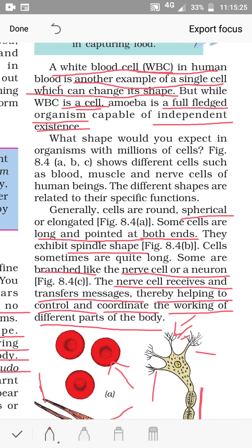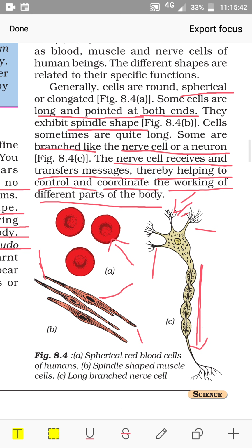Now, what shape would you expect in organisms with millions of cells? Human beings have got trillions of cells. The other day we read about this, and certainly it has got different shaped cells. Some of these are shown over here, three of these. One, A, is the spherical shaped red blood cell. B is the muscle cell, which has got pointed ends. These are the pointed ends, and the middle portion is broad. So this is the muscle cell, and the nerve cell or the neuron has got a branched part. These are the branched parts, and it has got an elongated part.